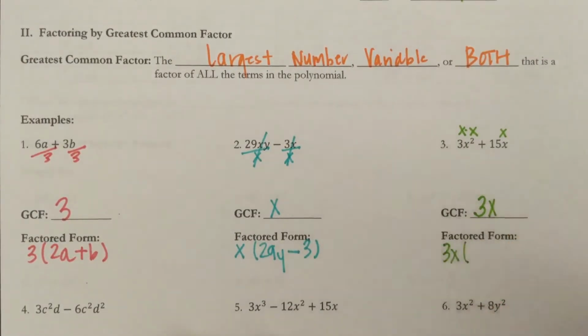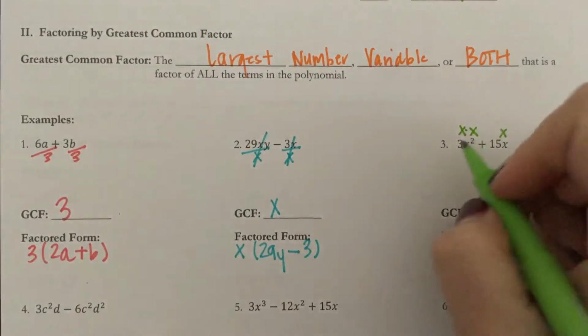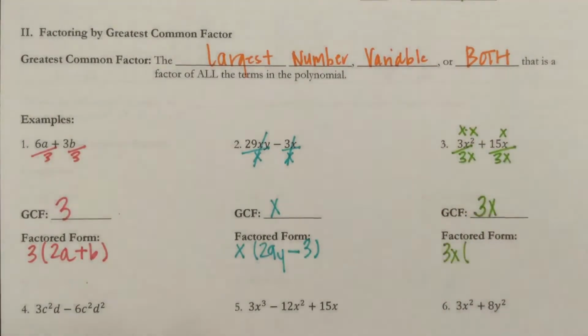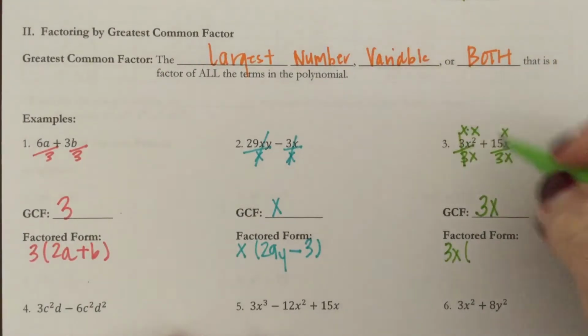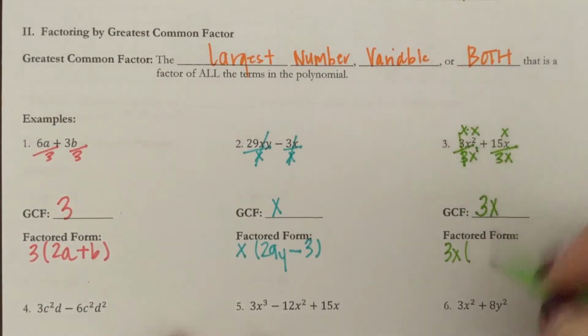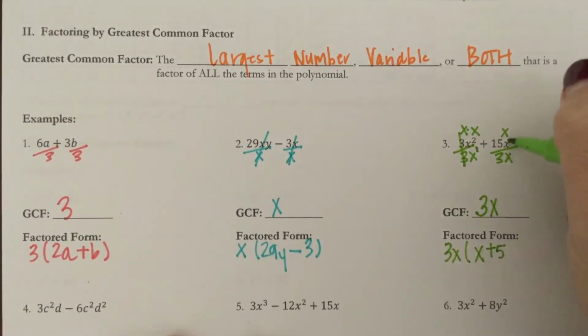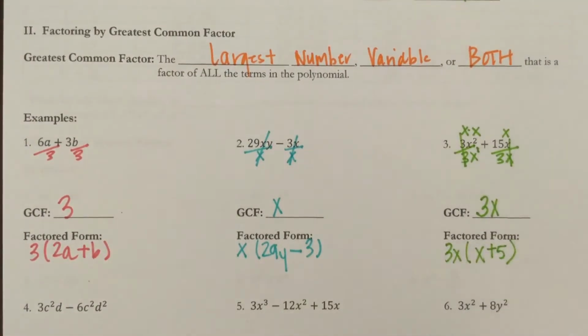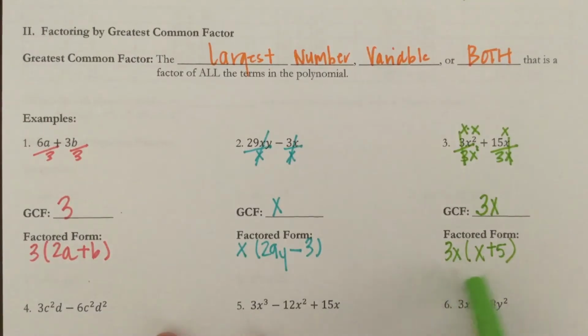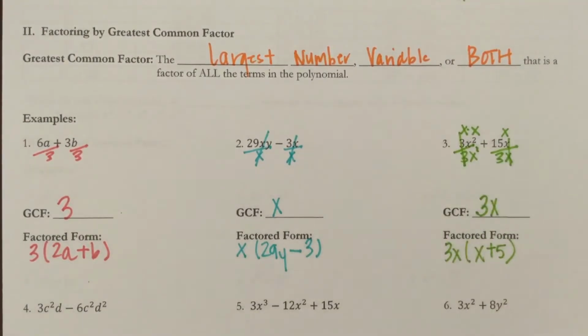Again, I'm trying to take that addition problem and rewrite it as multiplication. So my factored form is going to say 3x times, and I need to figure out what I'm going to multiply that by. To do that, I simply come up here and divide each of these terms by 3x. So 3x squared over 3x, the 3's cancel, and our exponent rules tell us that x squared over x to the first is going to make a single x to the first. Over here, 3 goes into 15 5 times, and then the x's cancel out. So I have successfully taken what was an addition problem and rewritten it as multiplication: 3x times x plus 5. And if I distribute the 3x back in, I should get what I started with.